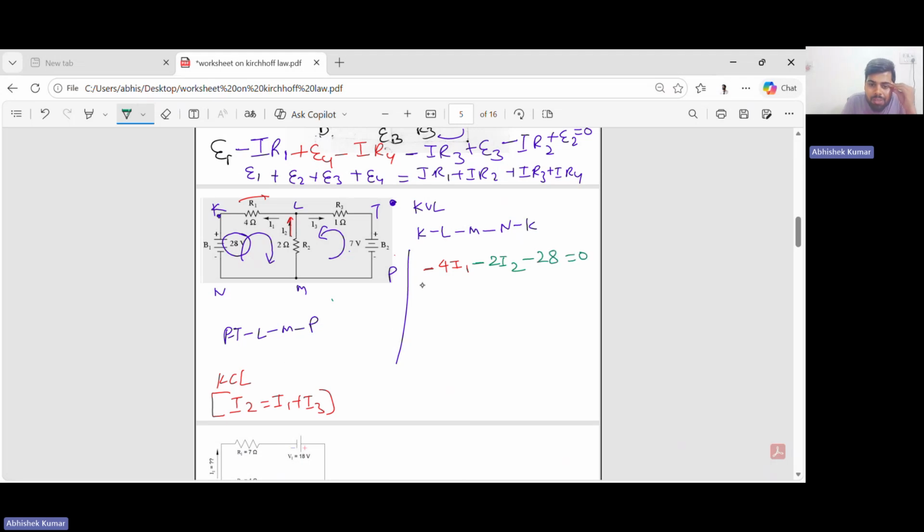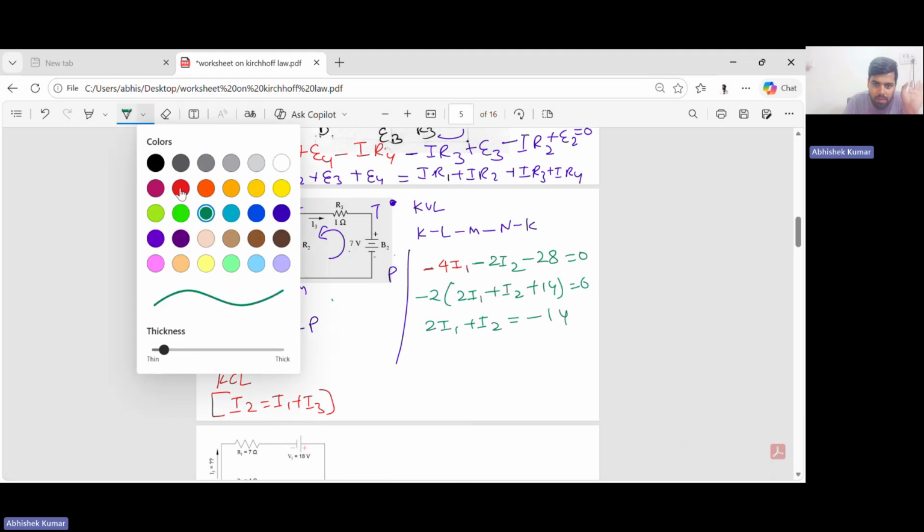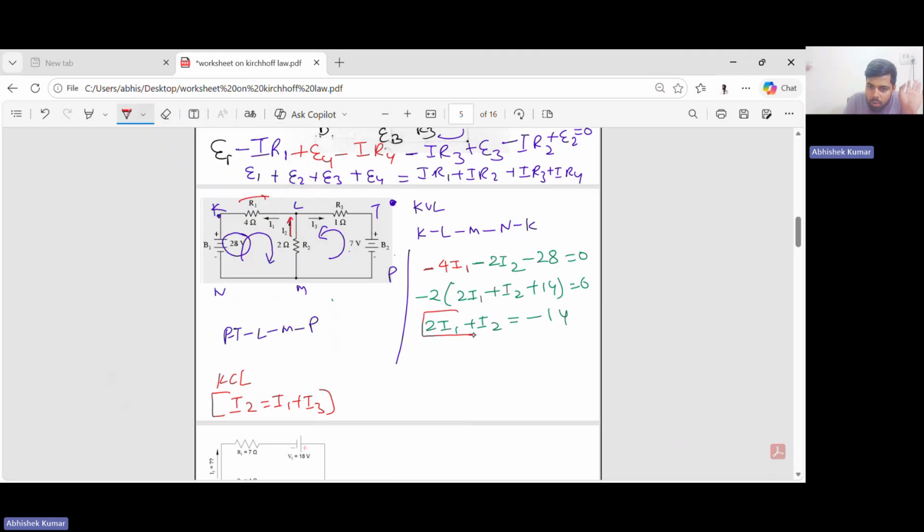It means if you take minus 2 common from here, what you got from here is 2I1 plus I2. Here minus will become plus 14 is equal to 0. So this minus 2 will go inside and cancel out. 2I1 plus I2 is equal to minus 14. Correct? Yes, sir. We have got this answer. I hope it is clear to you. Now we got the first equation. Now solve for P, T, L, M, P. The P, T, L, M, P means we are going for minus 7.